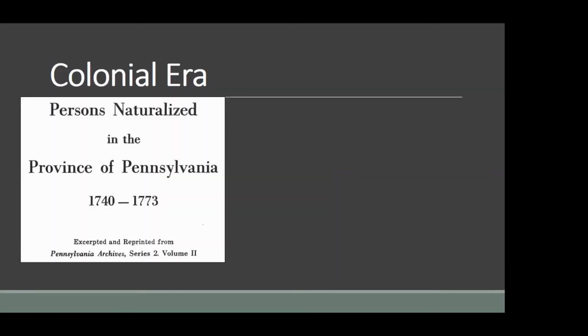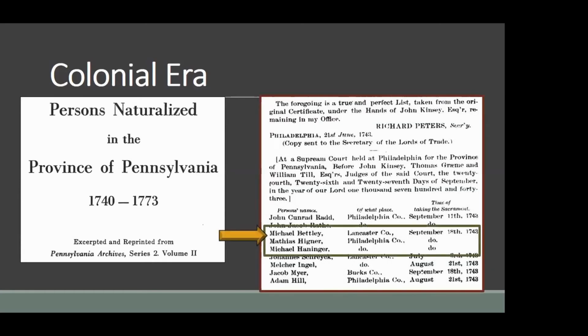An example of one of these is Persons Naturalized in the Province of Pennsylvania, 1740 to 1773. This book documents things such as this: Supreme Court in Philadelphia, Michael Bentley of Lancaster County was naturalized September 18, 1743, along with Matthias Higner and Mikhail Henninger of Philadelphia County.